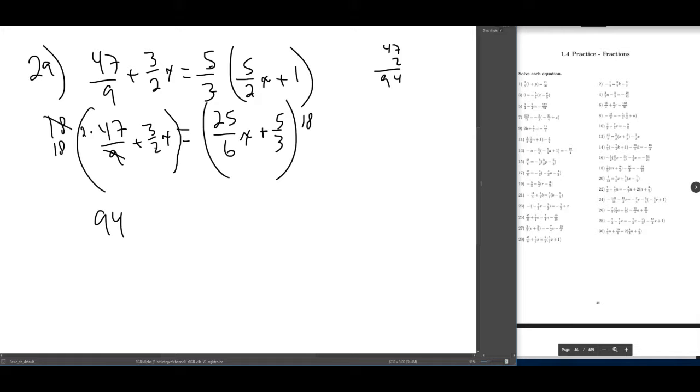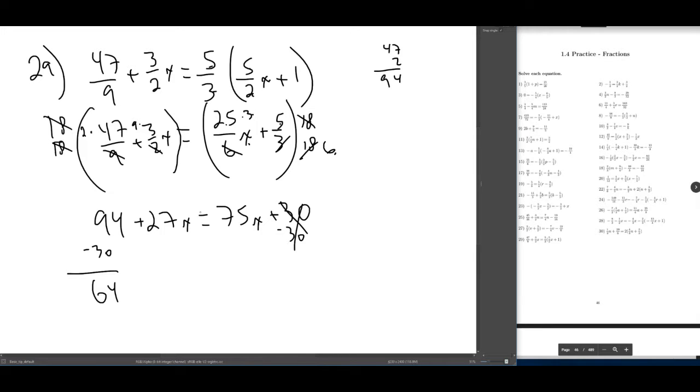And then another 18 here. 18 divided by 2 equals 9, so I'll put a 9 here. 9 times 3 times x equals 27x. Here, I'm going to put a little 3 here. 3 times 25 times x equals 75x. Here we divide, we get 6. 6 times 5 equals 30. So we're going to put minus 30 here, minus 30 here. We're going to get 64. We're going to put minus 27x here, minus 27x here. We're going to get, I don't know, what are we going to get?